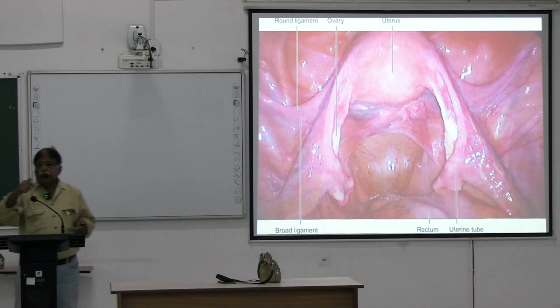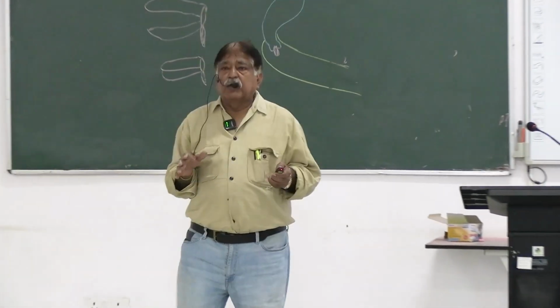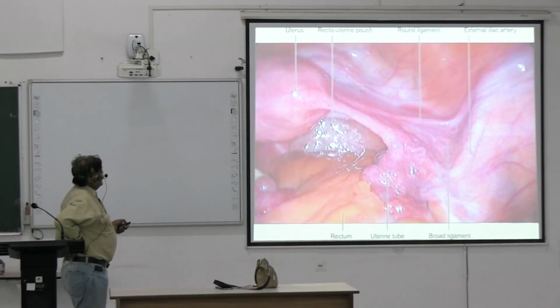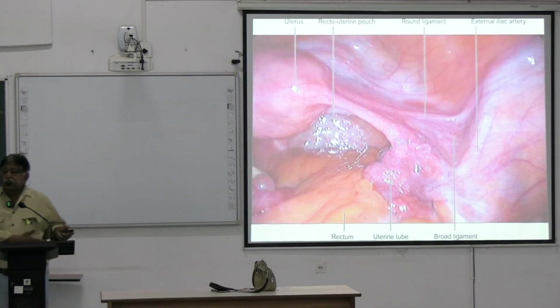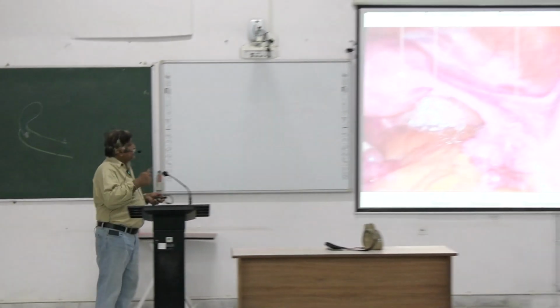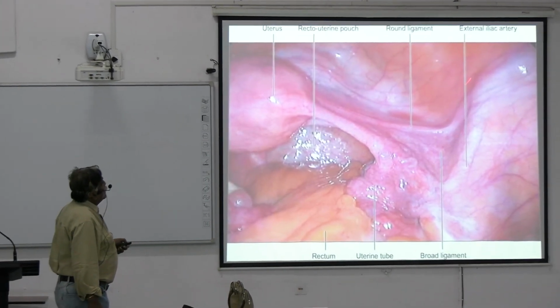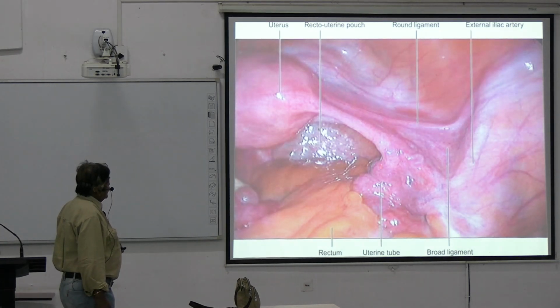This is a laparoscopic view of the pelvic cavity and the pelvic organs of the female in a different aspect. You see the uterus showing the lateral relation with the laparoscope, the round ligament, the external iliac artery, here the external iliac artery, and this is the fimbria, uterine tube.